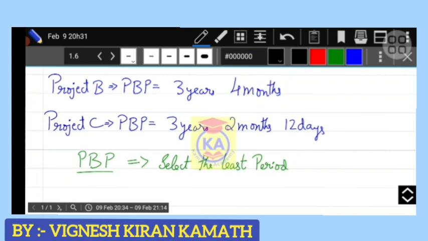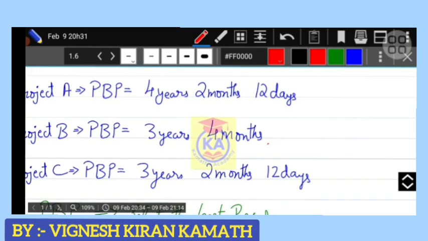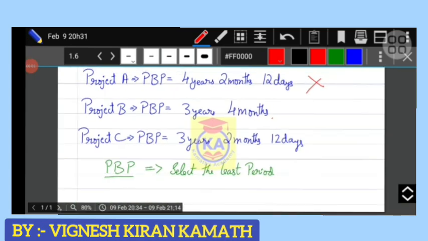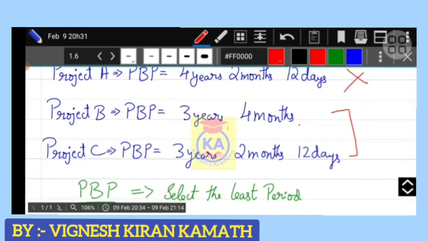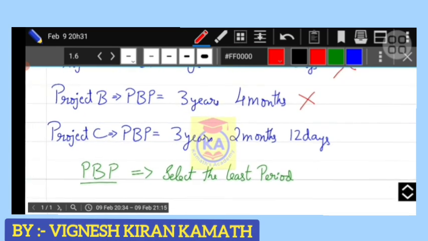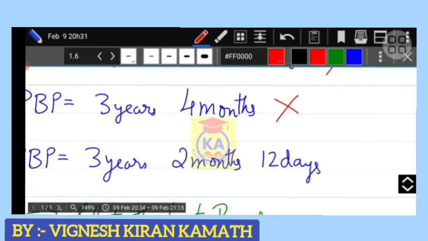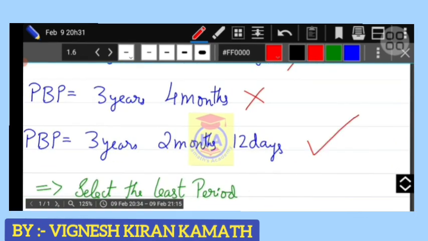So here, now I have to find which is the least period. 4 years, 2 months, 12 days is greater than this, right? So this you have to reject. When comparing Project B and C, compare this. Okay, now you can see that 3 years, 4 months for Project B, and for Project C, 3 years, 2 months, 12 days. Which is greater? Project B is greater now, right? So you have to reject that. Payback period says that select the least period. Here, these 2 are cancelled, the remaining is only this. This is least, right? 3 years, 2 months, 12 days. So Project C can be accepted.